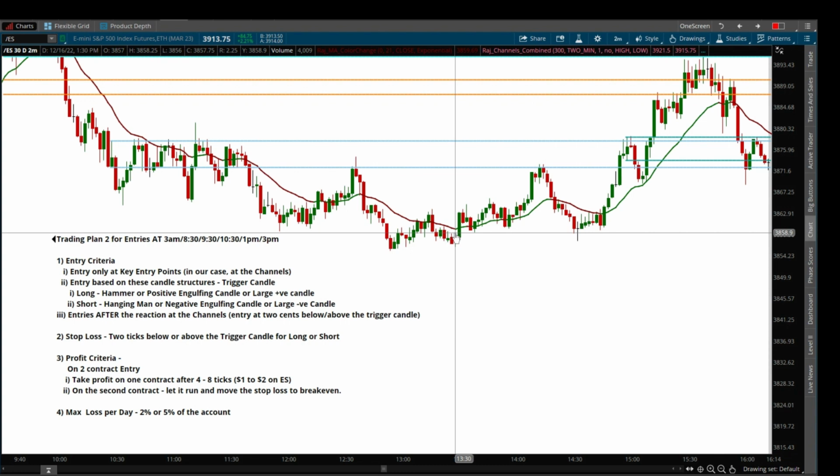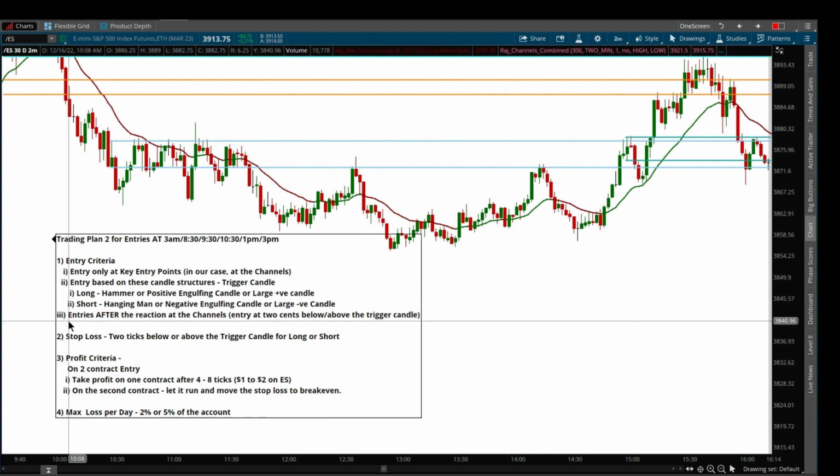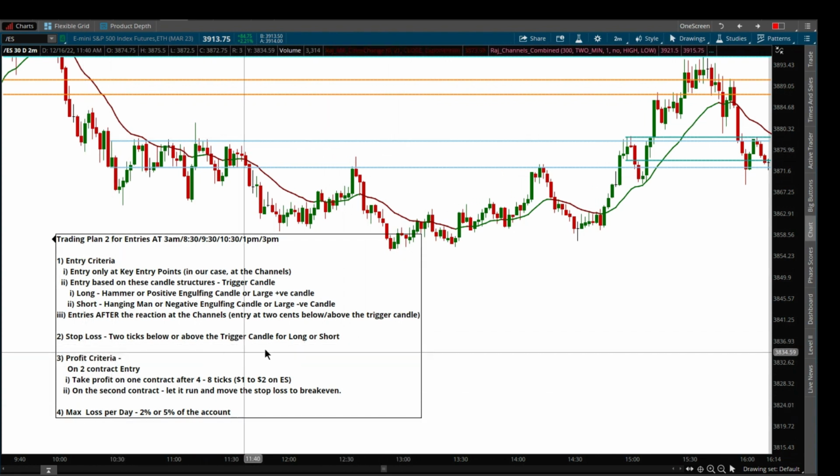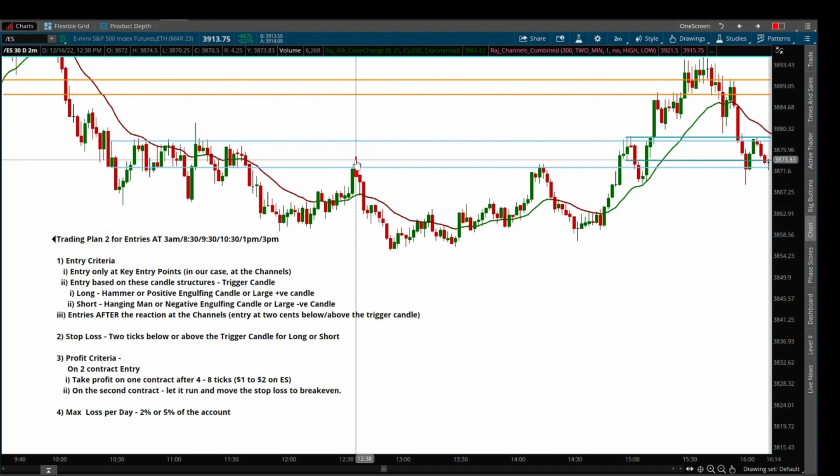And then for the short, it has to be a hanging man or a negative engulfing candle or the large negative candle. The only time I would enter is after I get something like this that penetrated the channel, came out and closed outside of it, and this is a hanging man candle. I would enter 2 cents below the low of this candle. So that's my criteria for entry. And then the stop loss is always 2 ticks above this entry candle that I used.